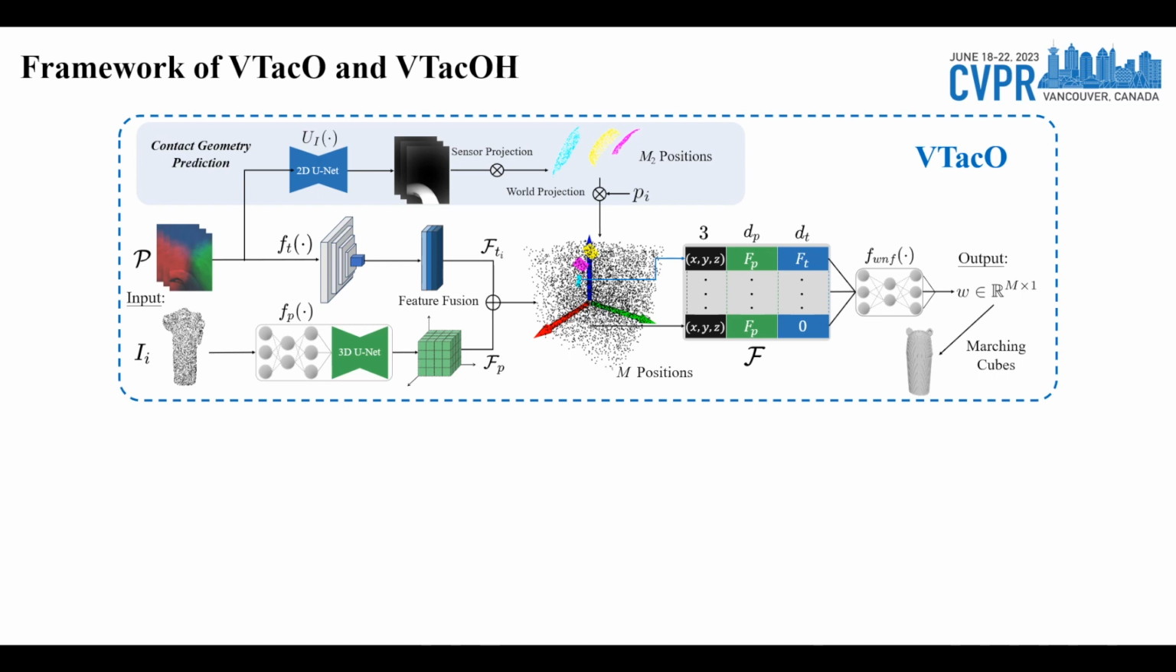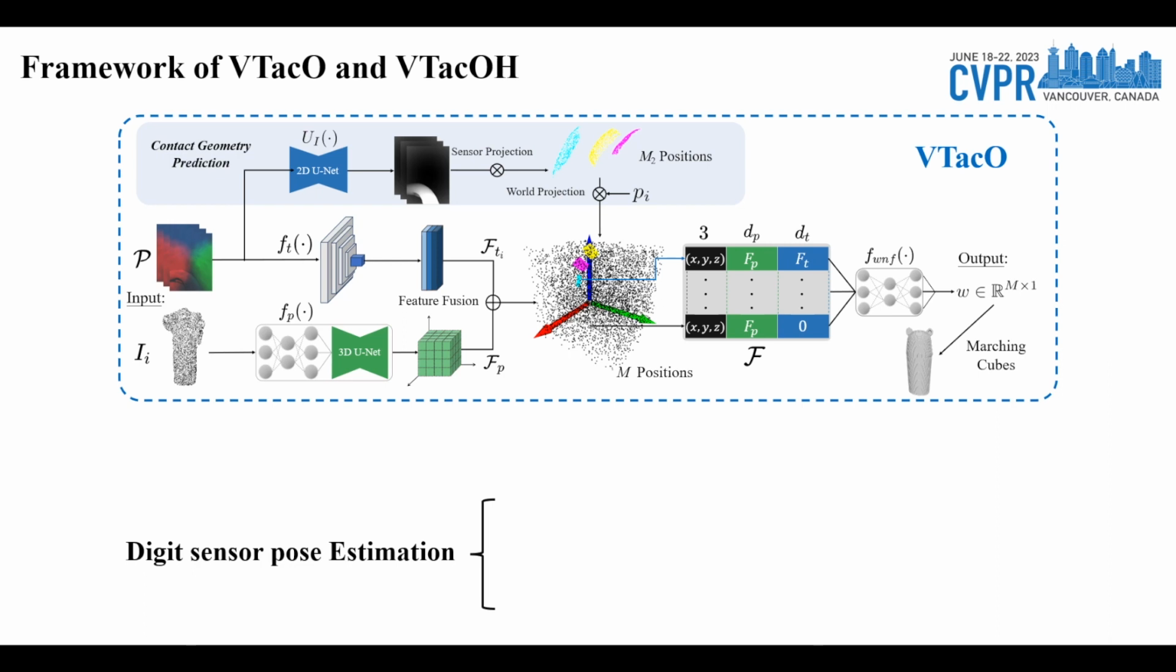Then we sample M positions in the 3D space and fuse the global feature to each position, and the local feature to the near positions according to the sensor poses. The final feature will be passed to a pointwise decoder to predict the winding number value, which will be used for extracting the shape by the Marching Cubes algorithm.